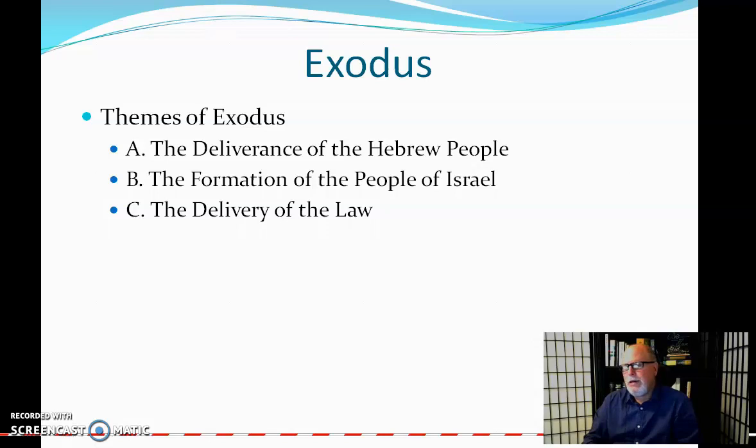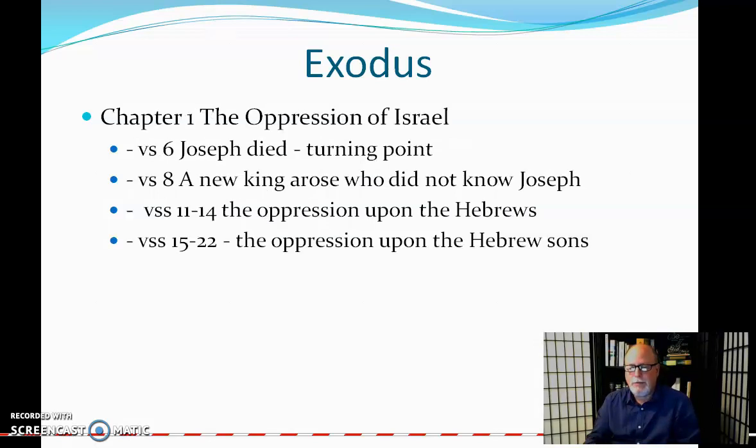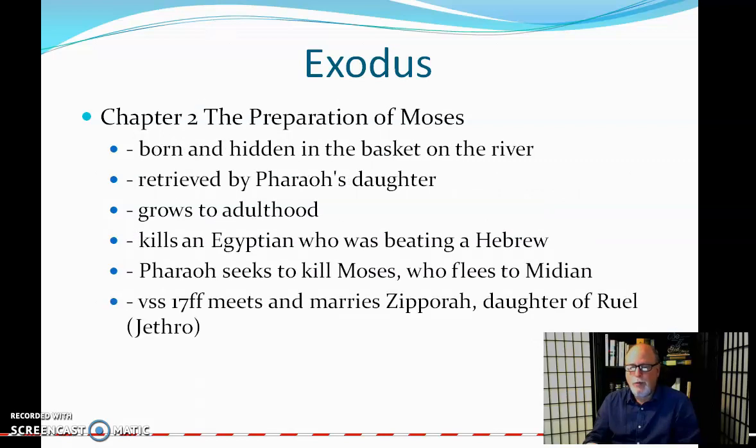A few major themes in the book of Exodus, among many, but these are evident: the deliverance of the Hebrew people, the formation of the people known as Israel, and the delivery of the law, which becomes the Mosaic covenant, and that has significance throughout the remainder of the Old Testament. In chapter 1, we have the oppression of Israel. Joseph has died. This is a turning point. A new king, a new Pharaoh arose who did not know Joseph and began to oppress the Hebrews, and the oppression upon the Hebrew sons.